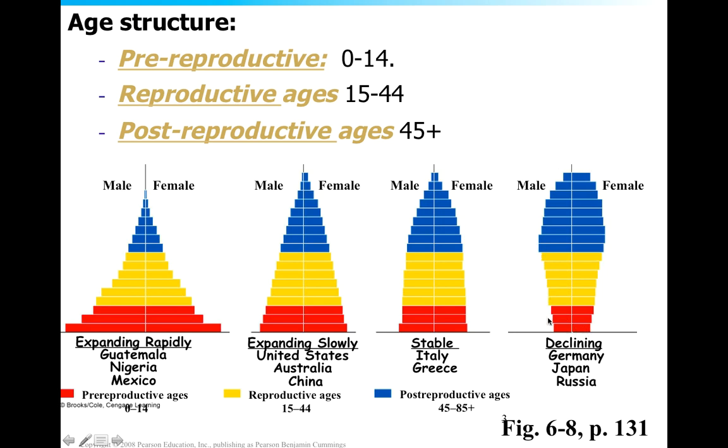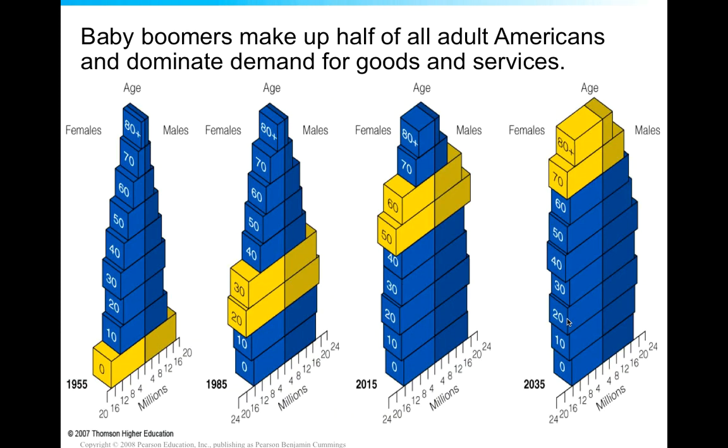This is going to be a country that's actually declining. It has gotten to the point where there are fewer people being born, and they're not replacing the adults that are having those children. So places like Germany, Japan, and Russia, their populations are actually declining.